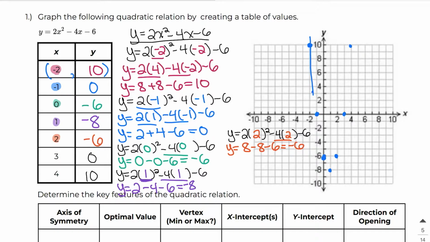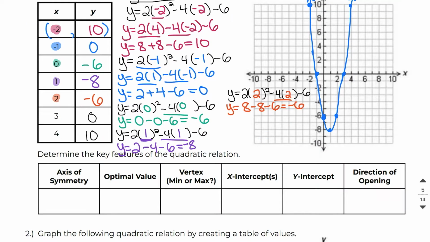Now, just a reminder, when you have a parabola, it needs to be a nice, smooth curve. Don't make it look like a V. And here's my parabola right here. And then we can just go ahead and label all of our key information here. So our axis of symmetry is the line that cuts the parabola down the middle.